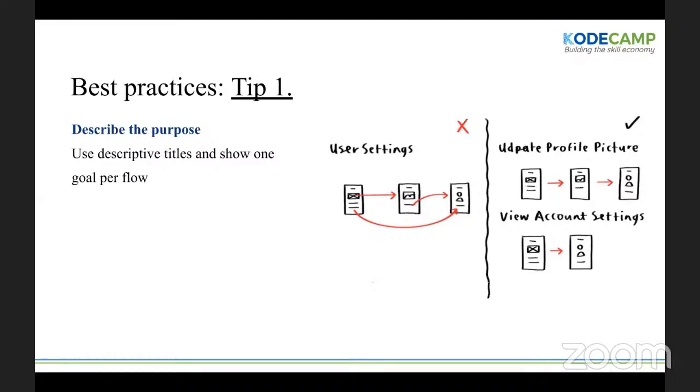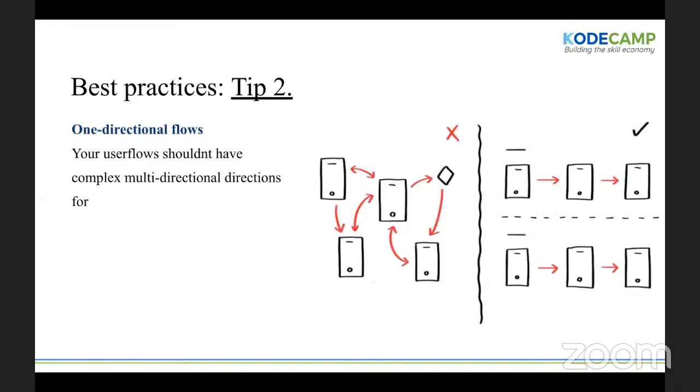So one of the best practices is to describe the purpose using descriptive titles and show one goal per flow. Very important. The next tip is to make use of one directional flows. Your user flow shouldn't have complex multi-directional directions at the same time. Just like this first image, we can see the first page is leading to this one, and leading here.